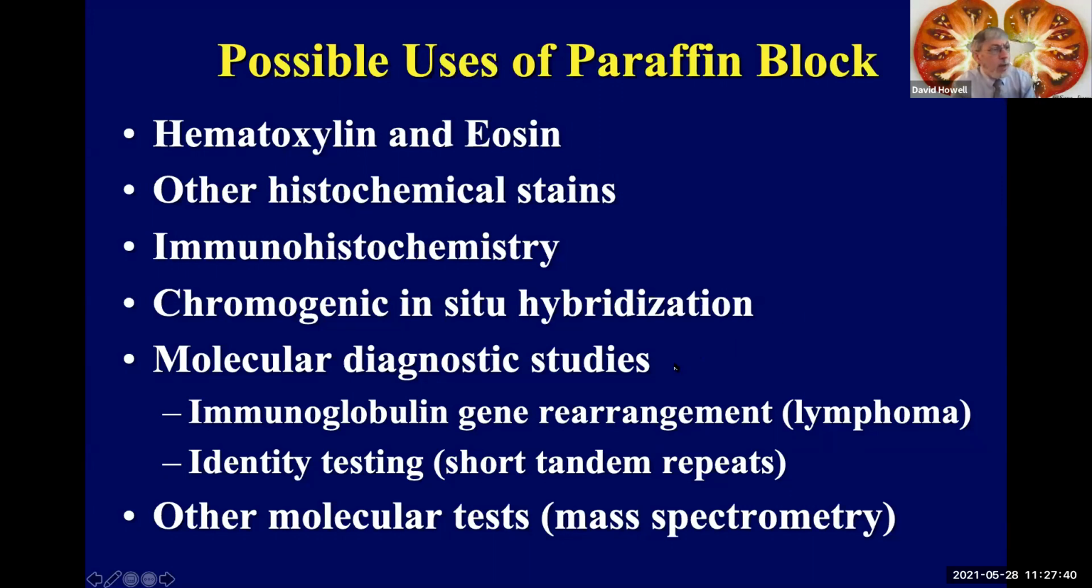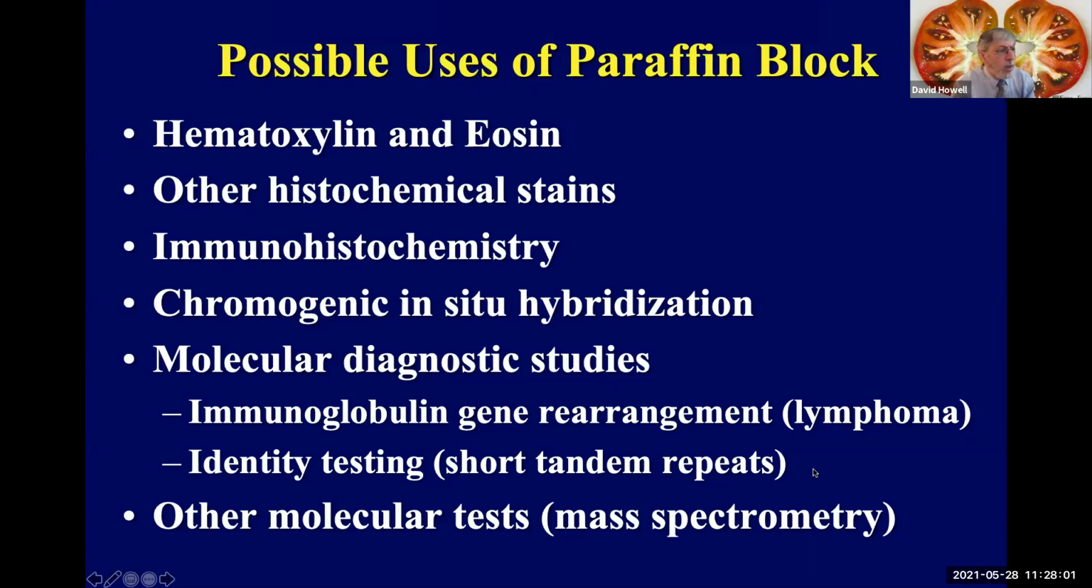We can do molecular diagnostic studies. You can take tissue from the paraffin block, deparaffinize it, dissolve it, and get nucleic acids like, let's say, DNA, and look for things like immunoglobulin gene rearrangements. So you'll get clonal rearrangements of immunoglobulin genes in B-cell lymphomas, and this is a powerful way of diagnosing a B-cell lymphoma.